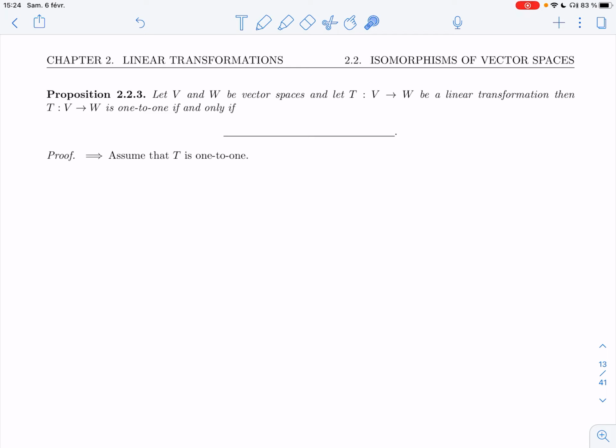All right, let's look at proposition 2.2.3. It will tell us how to prove that a linear transformation is one-to-one. So let V and W be vector spaces and let T from V to W be a linear transformation. Then T from V to W is one-to-one if and only if its kernel, that's a subspace, remember, it's the smallest possible subspace of V, is just the zero element.